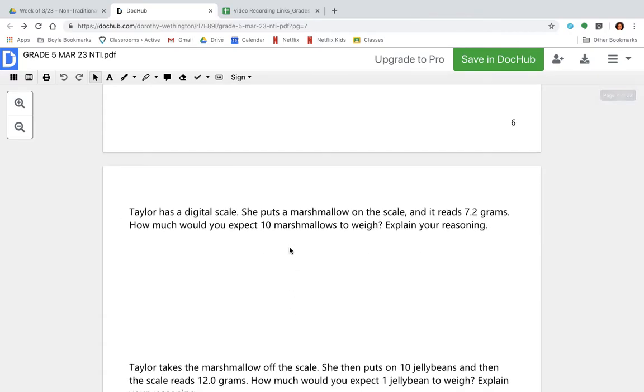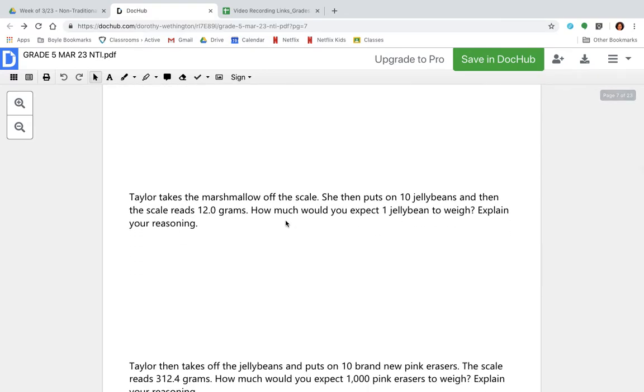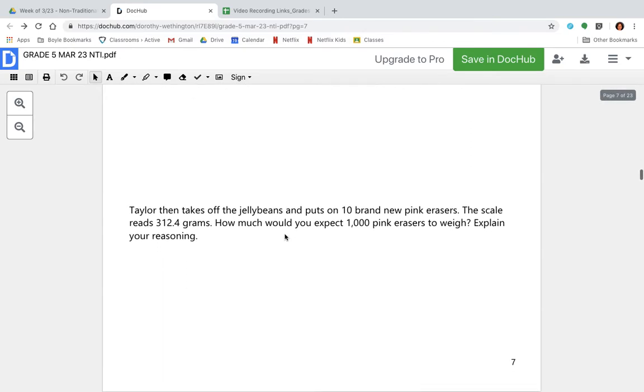Taylor has a digital scale. She puts a marshmallow on the scale and it reads 7.2 grams. How much would you expect 10 marshmallows to weigh? Explain your reasoning. Taylor takes the marshmallow off the scale. She then puts on 10 jelly beans and the scale reads 12.0 grams. How much would you expect one jelly bean to weigh? Explain your reasoning.